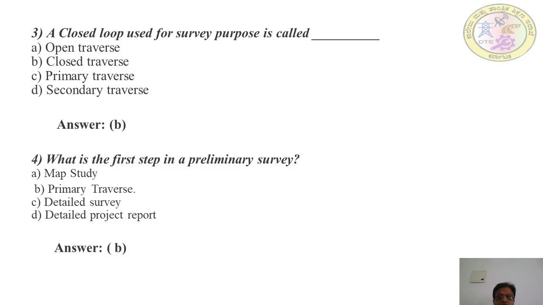A closed loop used for survey purposes is called: open traverse, closed traverse, primary traverse, secondary traverse. I think you are aware of that in survey. That is the closed traverse. What is the first step in the preliminary survey? Map study, preliminary traverse, detailed survey, detailed project report. The primary traverse is the first step in the preliminary survey. So the answer is B.